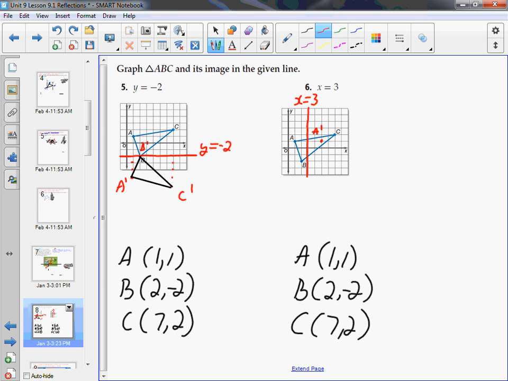How many spaces is B to the left of the line of reflection? So B prime has to be 1 to the other side. How many spaces away from the line of reflection is C? 4. So C prime has to be 4 spaces to the other side of the line of reflection. Once you have A prime, B prime, and C prime, use your straight edge to draw your triangle.